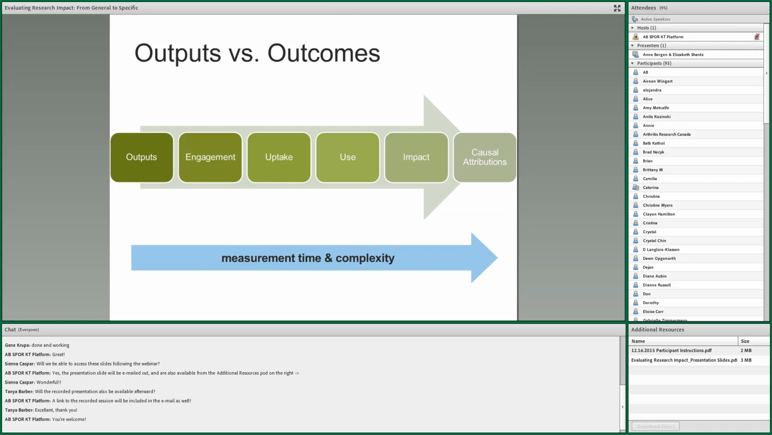But when you start to get into uptake and use, things get a little hazier, and it's a little bit harder to be able to develop specific quantitative metrics. What does use look like? What does it look like to use a piece of new knowledge or research information? So the time it takes and the complexity of measurement increases as you get further along this continuum. And I think that as you get into uptake and use and impact, the research becomes much more qualitative. It becomes about understanding narratives of research use rather than just counting things.